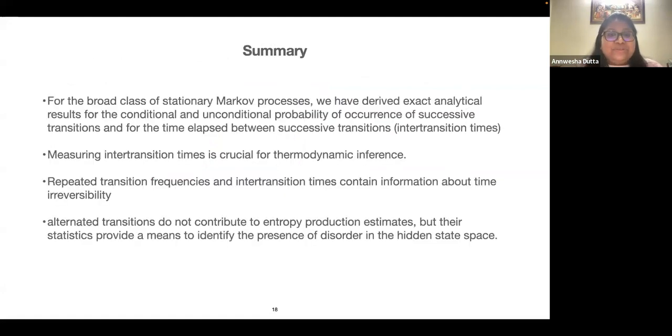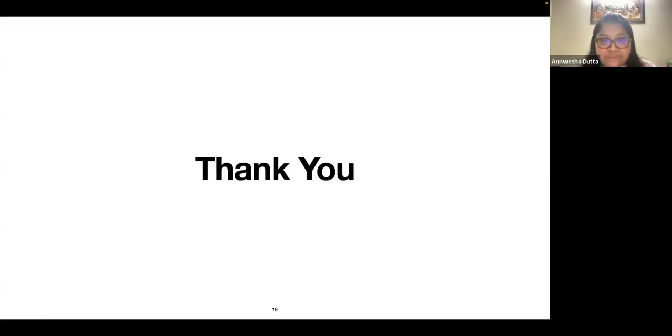Okay, so now I would like to come to the summary. For the broad class of stationary Markov processes, we can derive exact analytical results for conditional and unconditional probabilities of occurrences of successive transitions. We can measure the intertransition times, which are crucial for thermodynamic inference. And we can see that repeated transition frequencies and intertransition times contain the signature about the irreversibility, and the alternated transitions do not contribute to entropy production estimates, but their statistics provide a means to identify the presence of disorder in hidden state space. So I would like to conclude my talk and thank you, everyone.